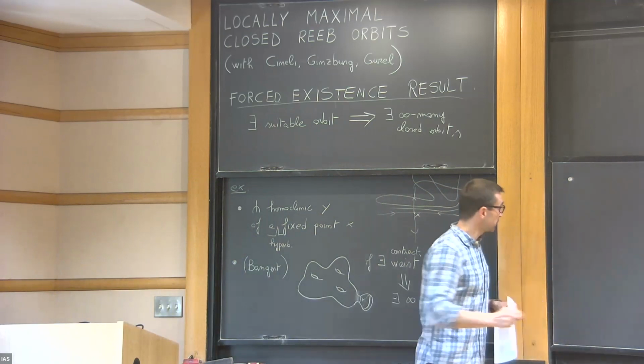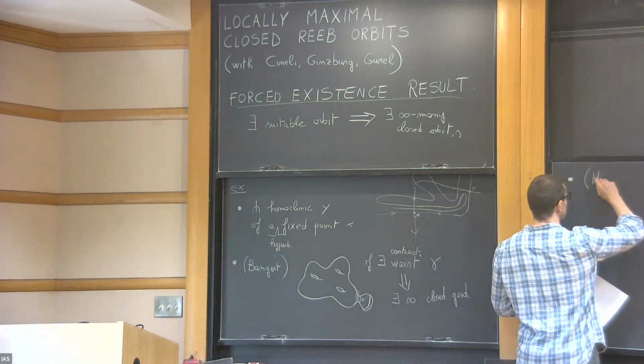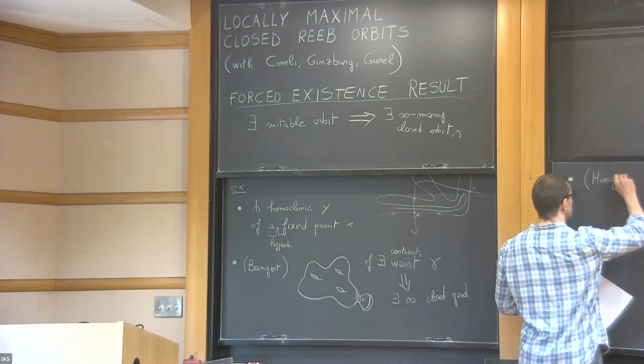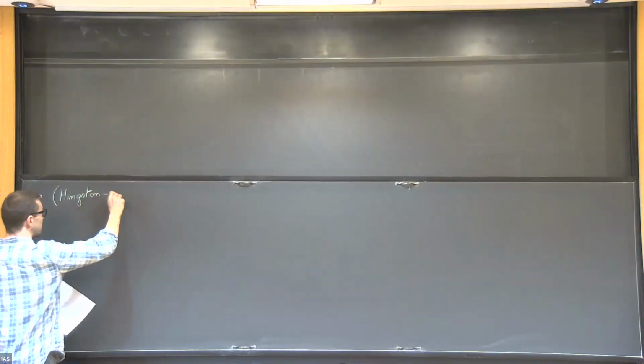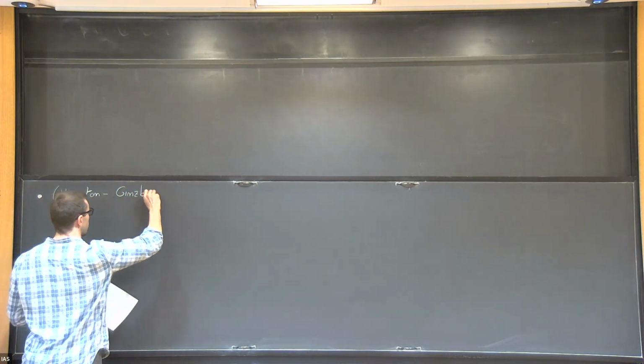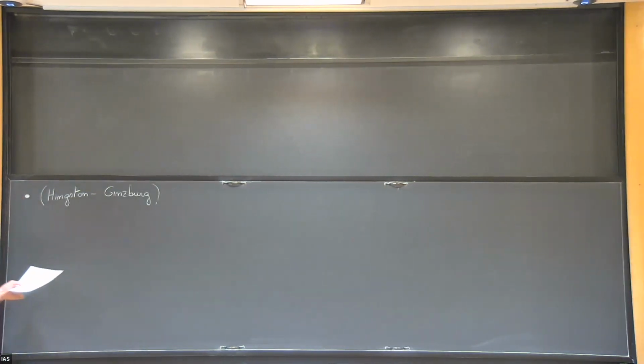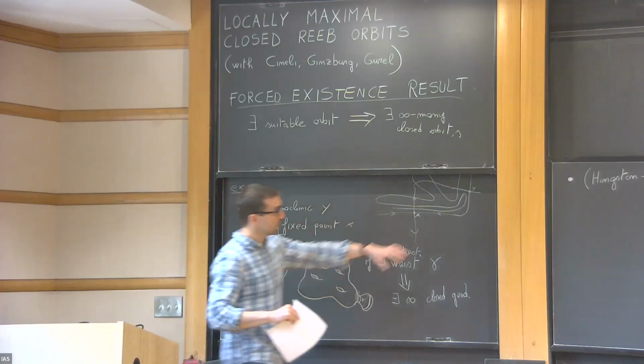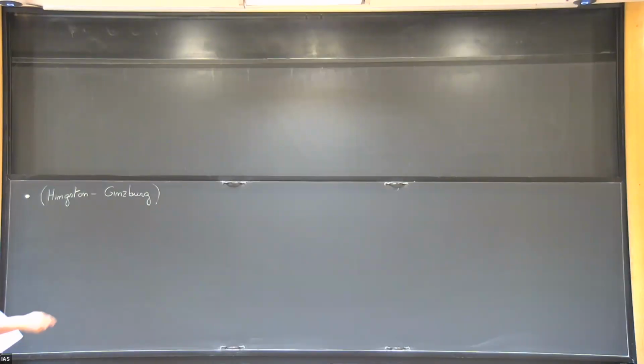Let's get to Nancy Hingston. Nancy proved it for tori, and then it was extended later on by Viktor Ginzburg to more general symplectic manifolds. So this was general dynamics, these are geodesic flows. This is for Hamiltonian diffeomorphisms.